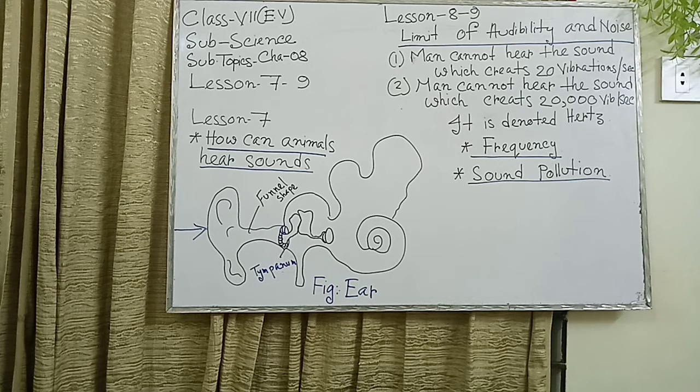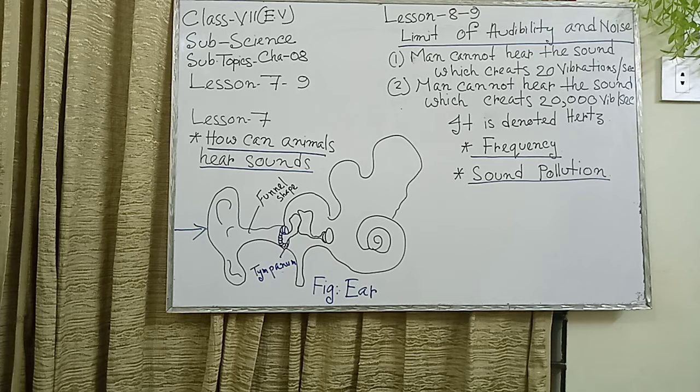It is denoted by the unit hertz. Our main topic is the unit hertz. When any object vibrates 20 times per second, its frequency is 20 hertz. If it vibrates 20,000 times per second, the frequency is 20,000 hertz.